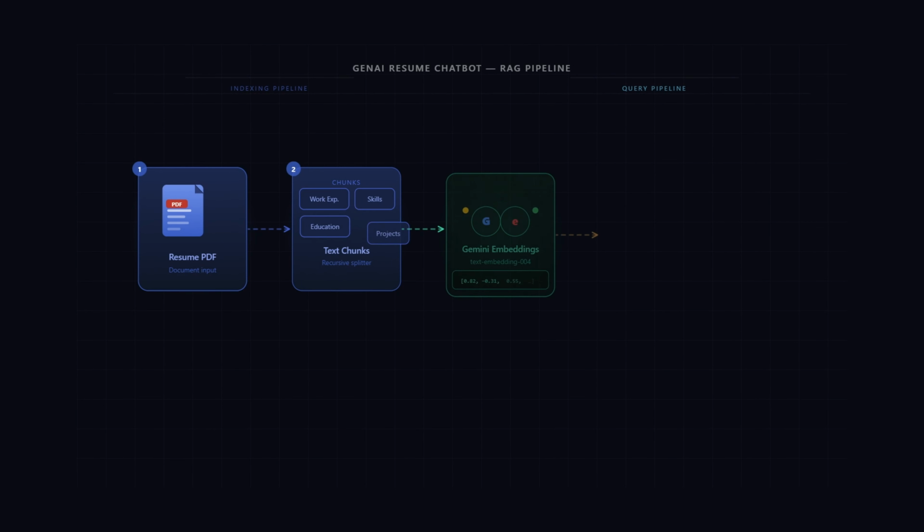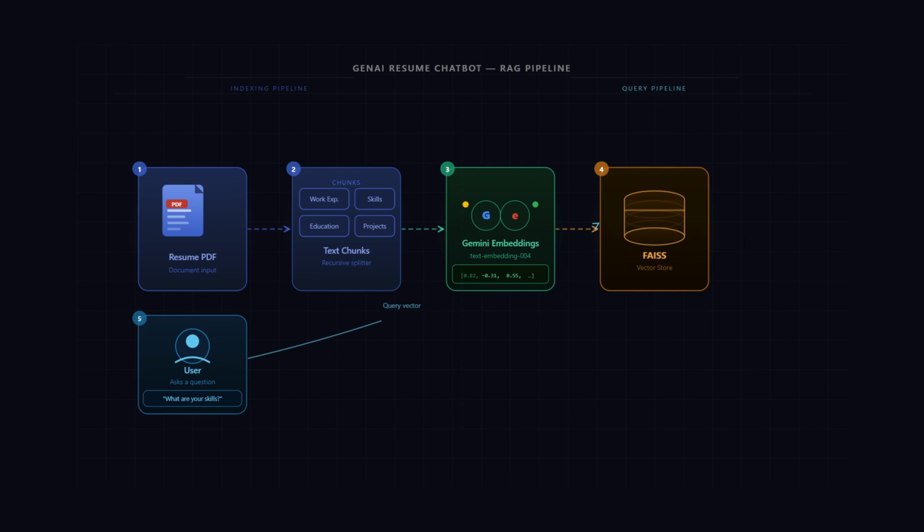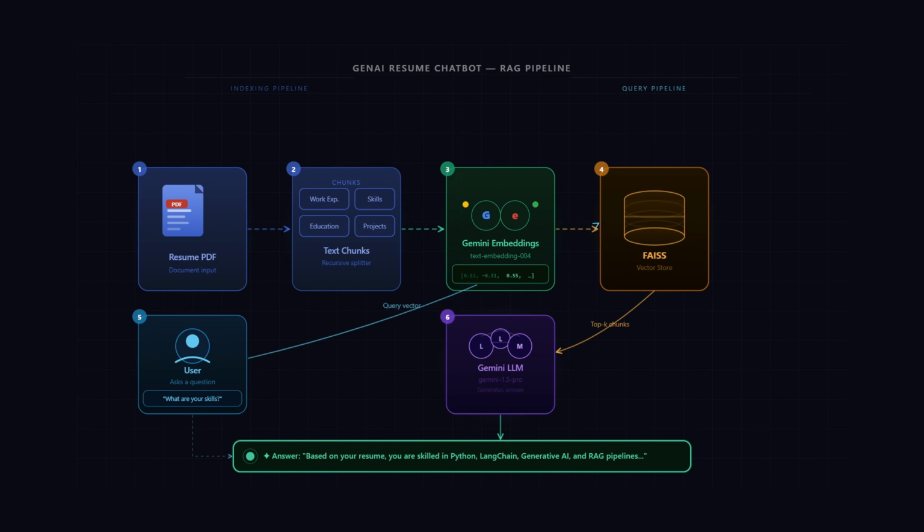Step 1. We take the PDF resume and chop it into small, readable chunks using Python. Step 2. We use Google Generative AI to convert these text chunks into numbers called embeddings. Step 3. We store these numbers in a FAISS vector database. Think of FAISS as a massive, hyper-fast filing cabinet.